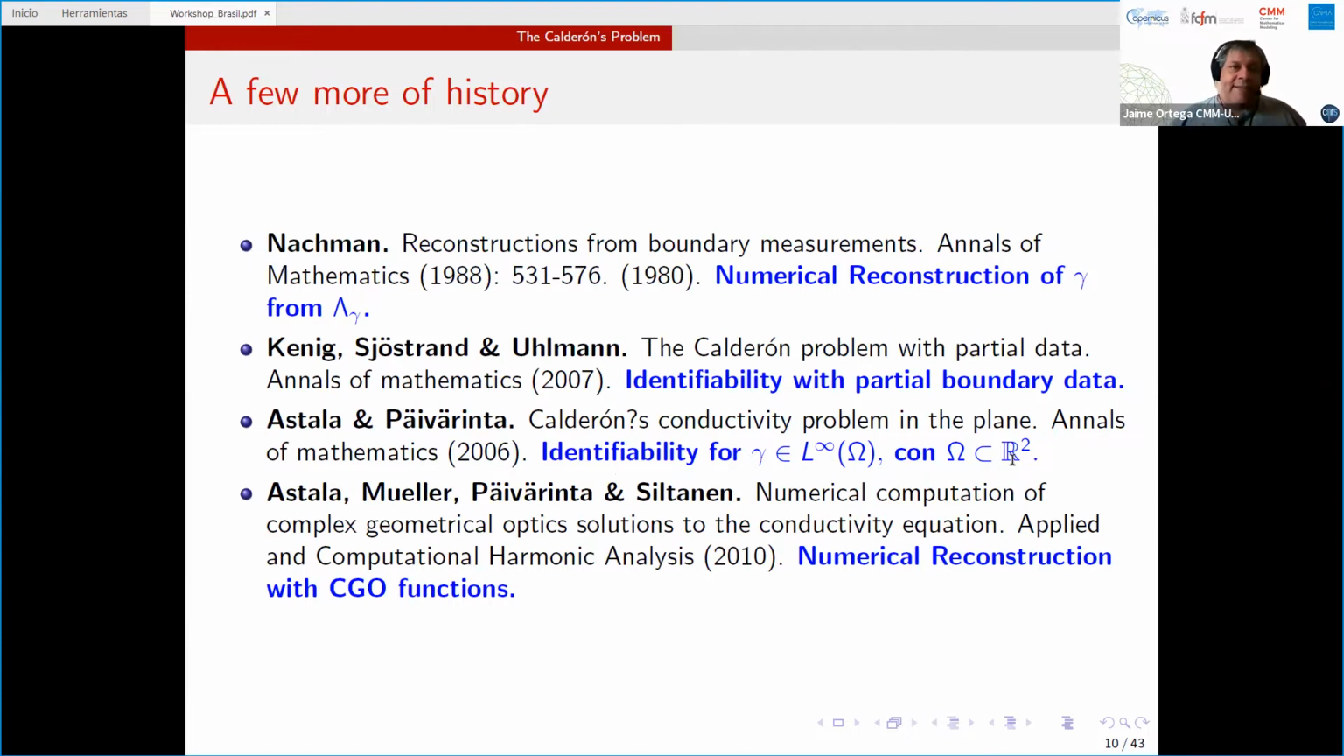Okay, in this case, if the dimension is bigger, the results are better. Okay, and Salo, Mueller, Päivärinta, and Siltanen present a method for numerical reconstruction called complex geometric optics. These are some of the results, but there is a very big history for this kind of problem, for different models, for elasticity, for fluids, and so on.